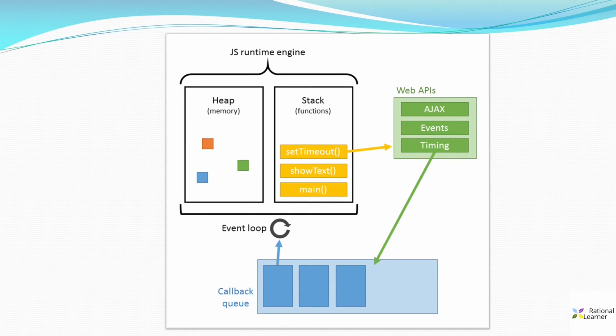So when you call a function, it is pushed into the stack. If that function contains a web API call, JavaScript gives control to the web API function. Once the job of the function is done, it sends the message to the message queue or callback queue. The job of the event loop is to look at the callback queue. If there is anything pending in the callback queue, it pushes it to the stack again. This is how JavaScript runs.